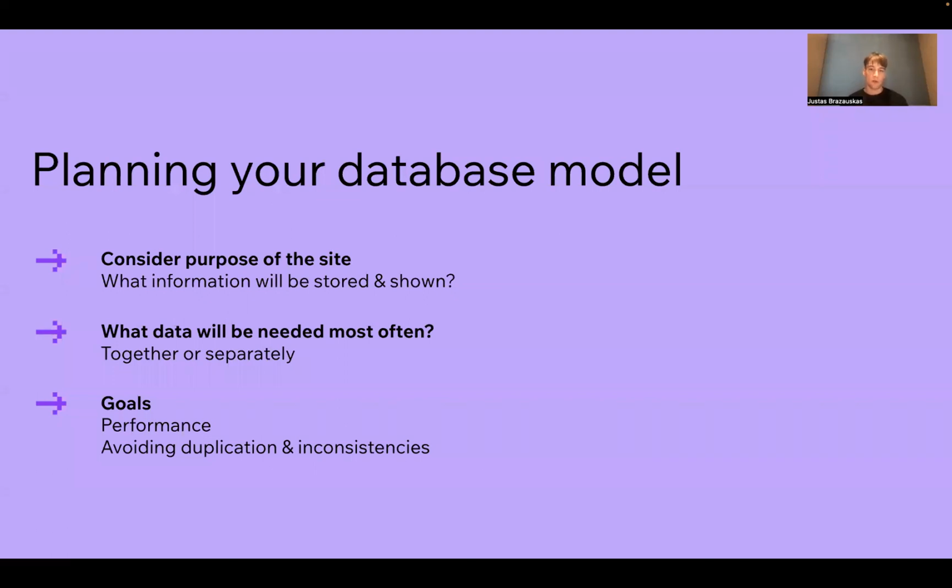The first thing you need to do when you're using the Wix Data API is decide how your schemas and your collections will look. This is worthwhile taking a step back on and not rushing. It's the pillar that the entirety of your Wix Data experience is going to rely on. When you're planning your database model, I would even suggest taking pen and paper and answering some fundamental questions about your site: what is the purpose in terms of information, what will be stored and shown, and what data will be needed most often.